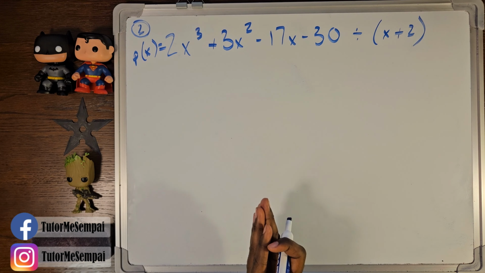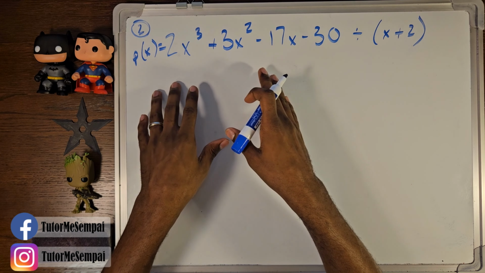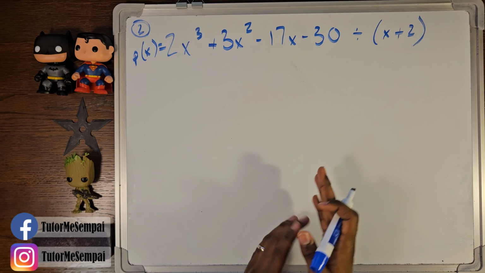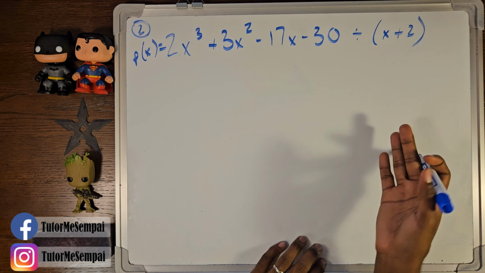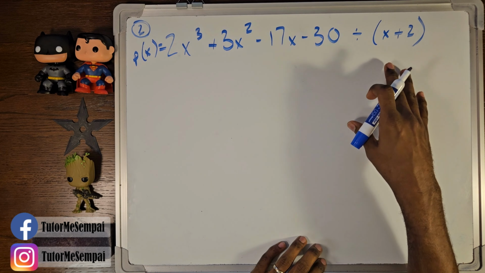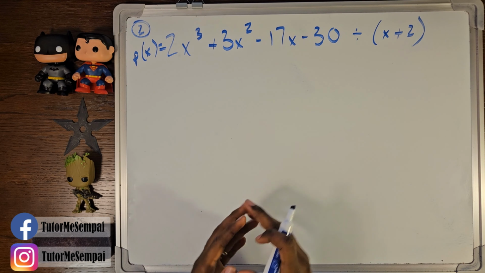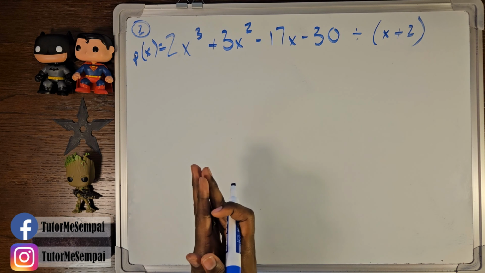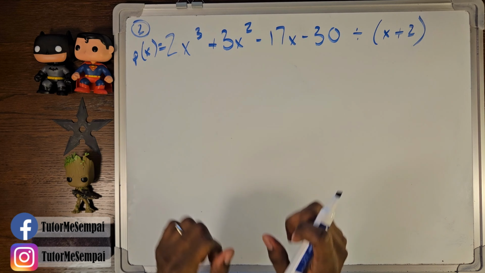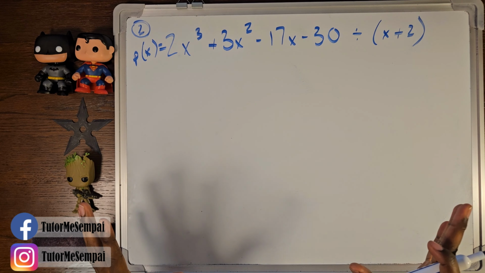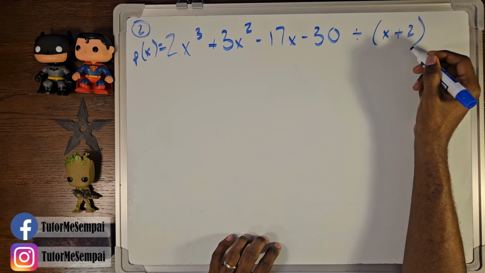So in our last example for today, we're going to be looking at the same polynomial, but instead we're going to be dividing x plus 2. Instead of x minus 1, we're going to divide x plus 2. So let's see what we get when we use our remainder theorem to determine our remainder for this example. Now don't get tripped up. It's x plus 2 this time.